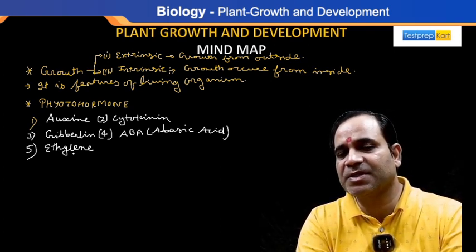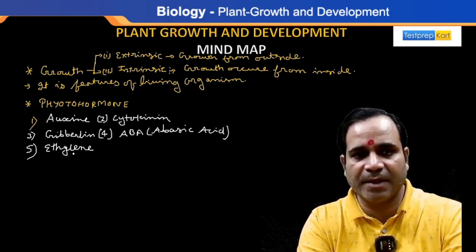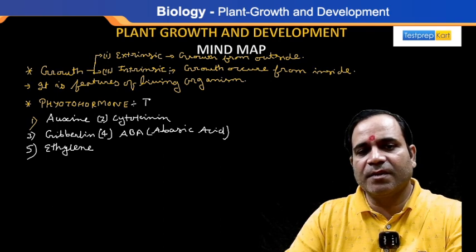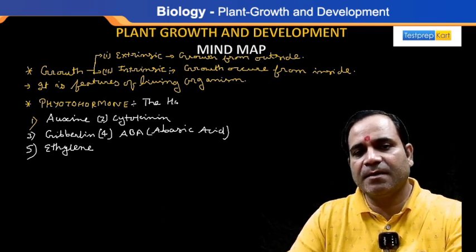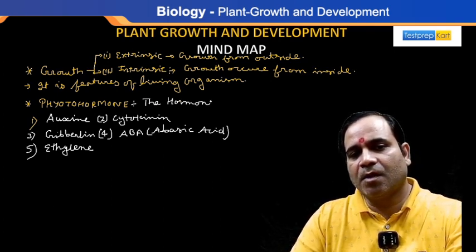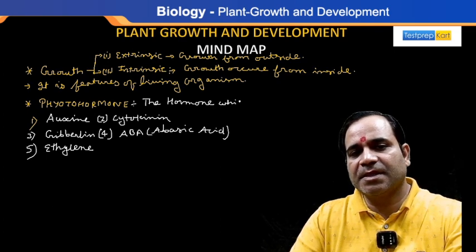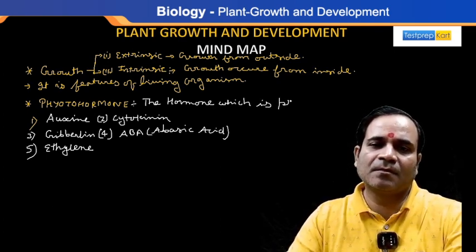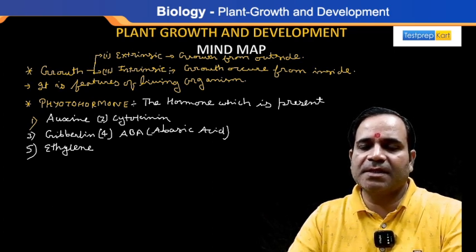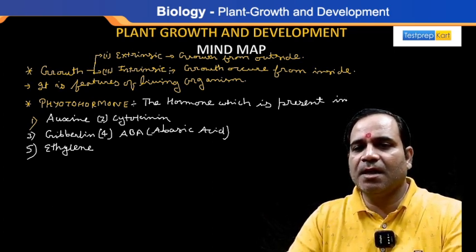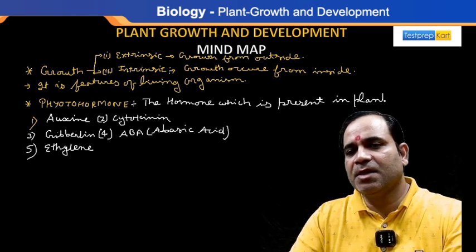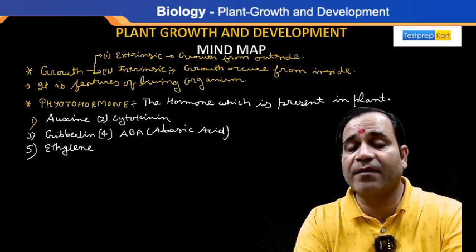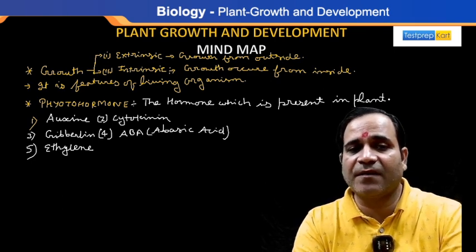So let's see the phytohormone. The hormone which is present in a plant is known as phytohormone. Here I'm going to write the definition also: the hormone which is present in plants. Getting my point? So if I say the hormone which is present in plants, then it is known as phytohormone. So basically there are 5 phytohormones.